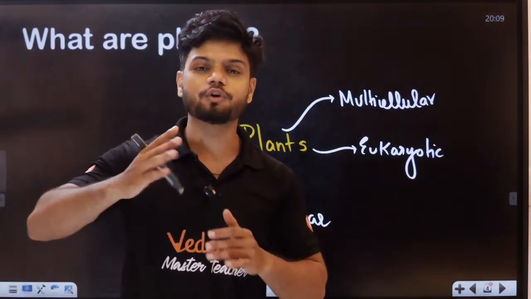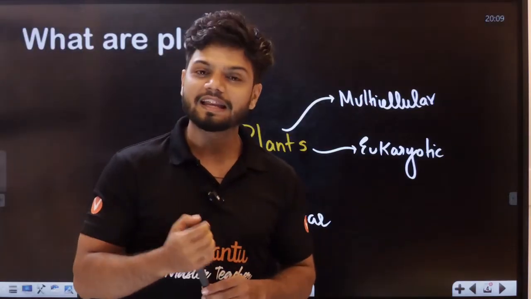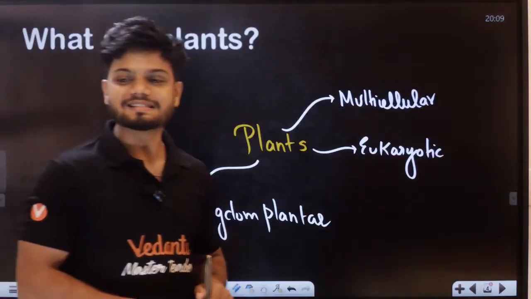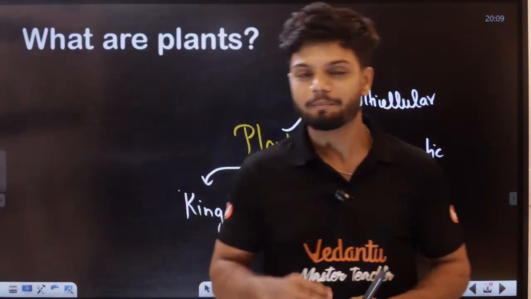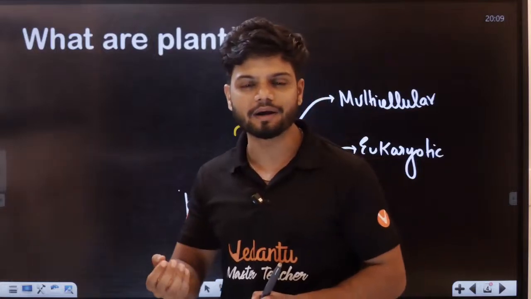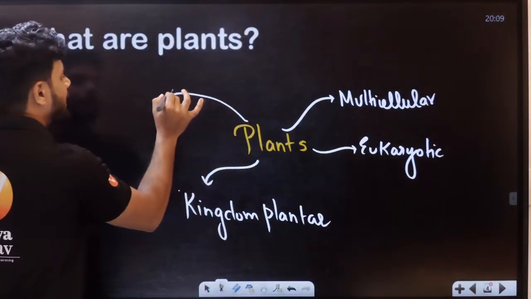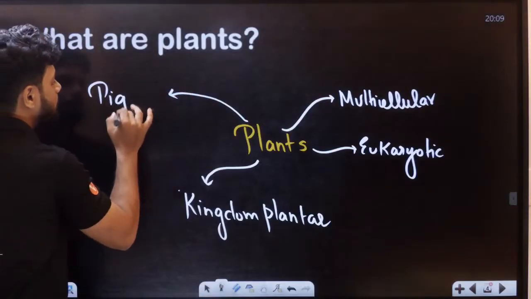Now I know all of you wanted to tell one thing. Can anyone tell me why plants are green in color? Green color, students, because plants have a pigment called chlorophyll. Plants have something called pigments.